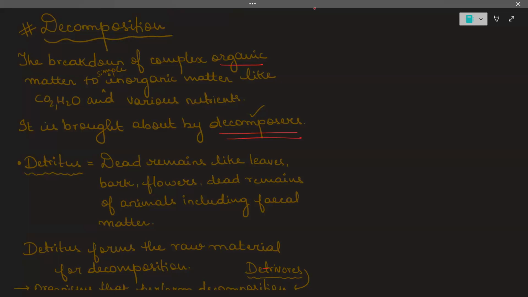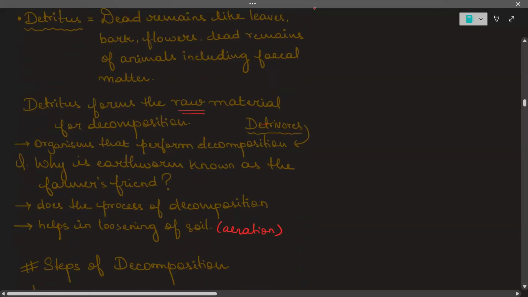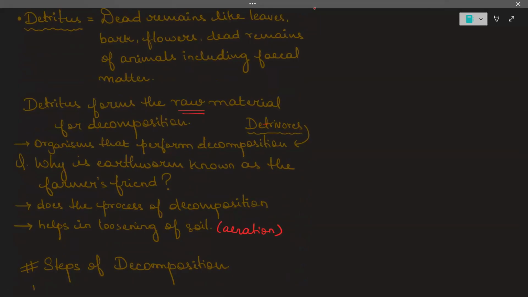So the dead remains of leaves, the dead remains of animals, fecal matter, everything that becomes the raw material on which the decomposition process will take place, that is what we call detritus. So this detritus is the raw material for decomposition. And we know that the organisms that do decomposition are called decomposers, or you can say detritivores.